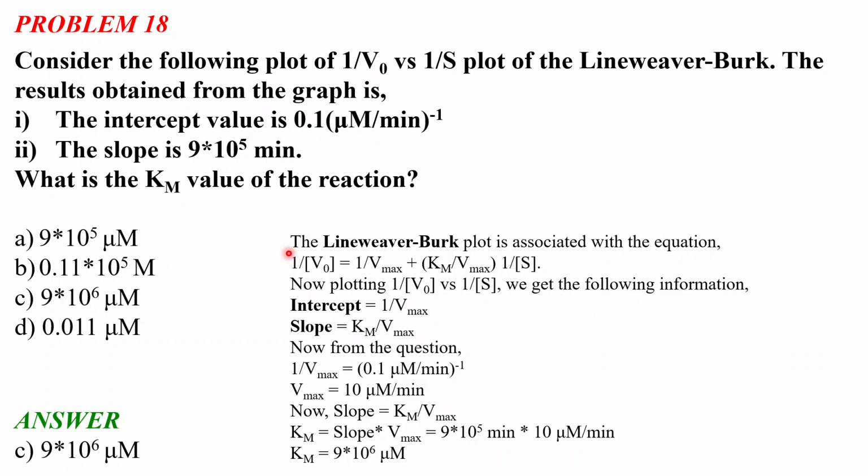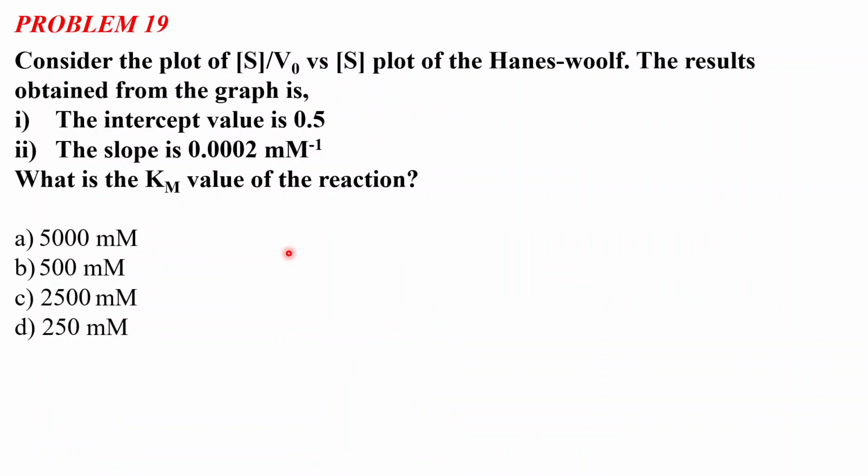So now I will move toward the next problem. Problem number 19 says, consider the plot of S by V0 versus S, the Hanes-Woolf plot. The results obtained from the graph are: the intercept value is 0.5 and the slope is 0.0002 millimolar inverse. What is the Km of the reaction? Again, I have told you the difference between Hanes-Woolf and the Lineweaver-Burk plot is very easy. You just have to multiply the whole equation with the substrate concentration.